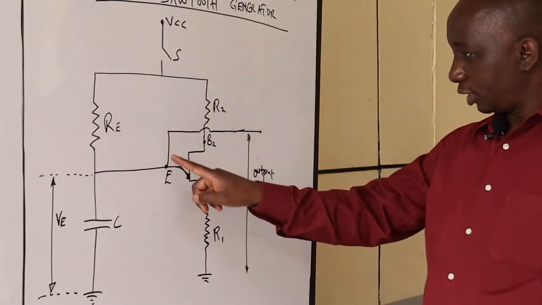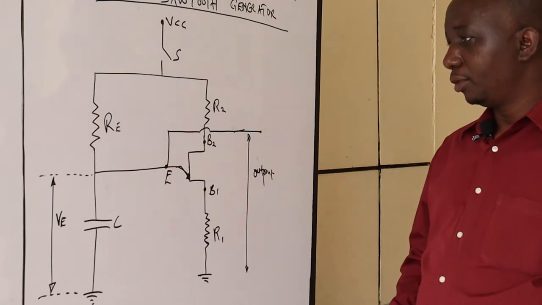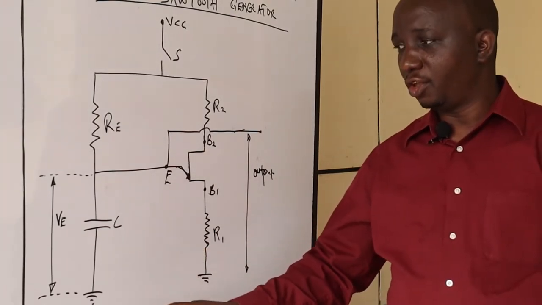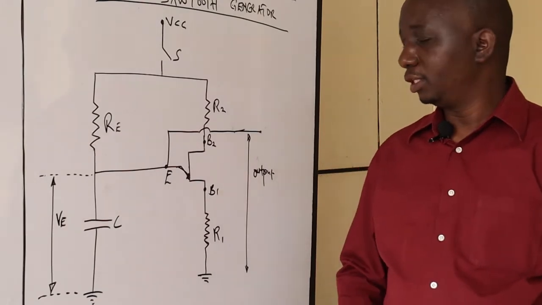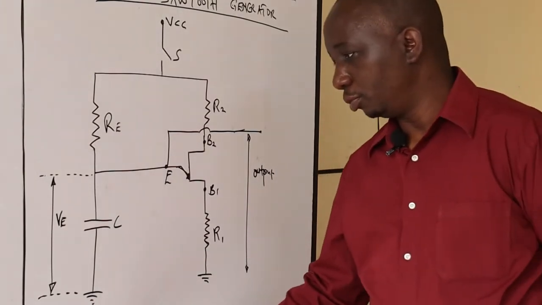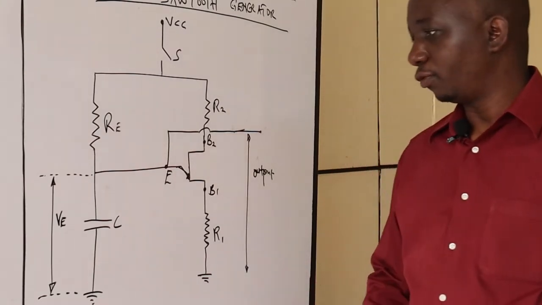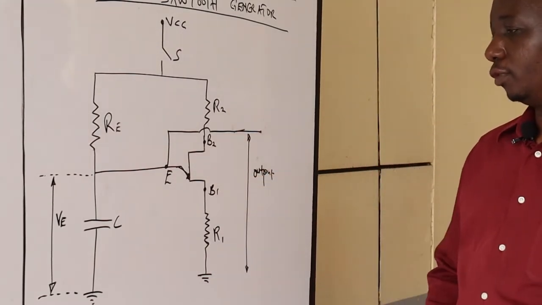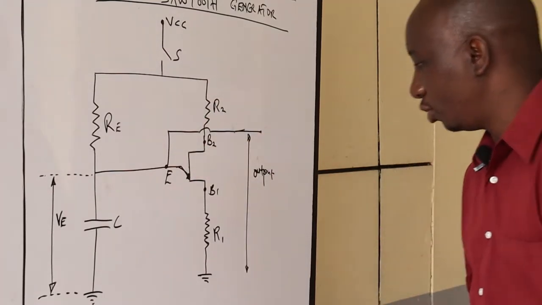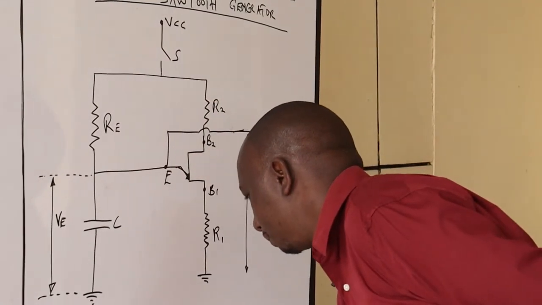So the output is taken through the E terminal, while VCC will give us the VE. And we remember that VE was discussed previously, that VE is VD plus the intrinsic standoff ratio voltage. So that's how it is.